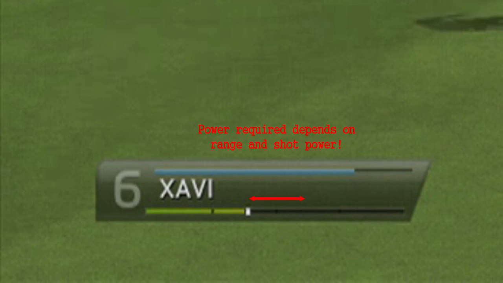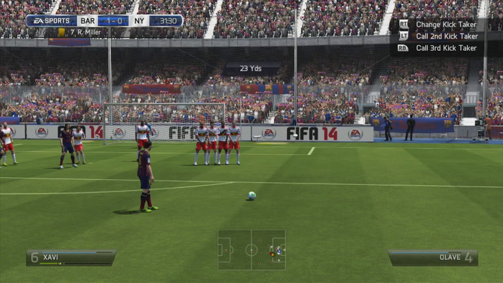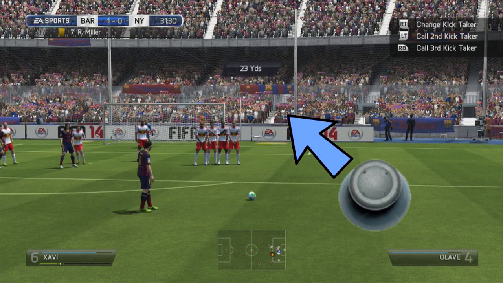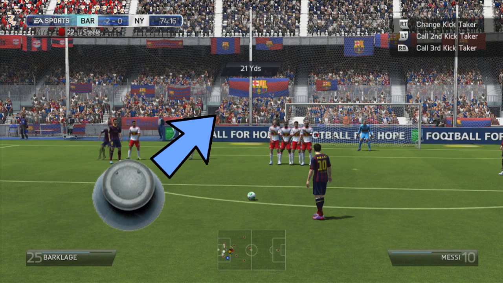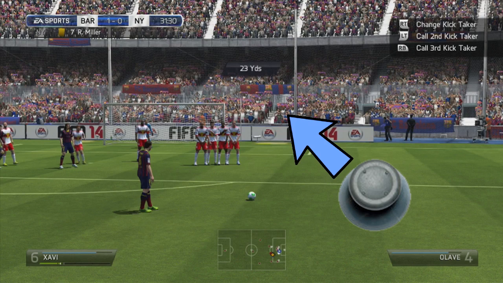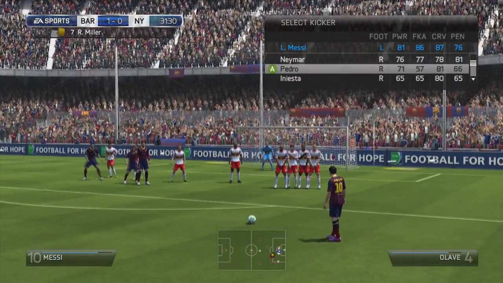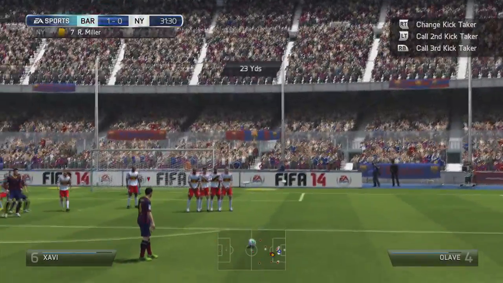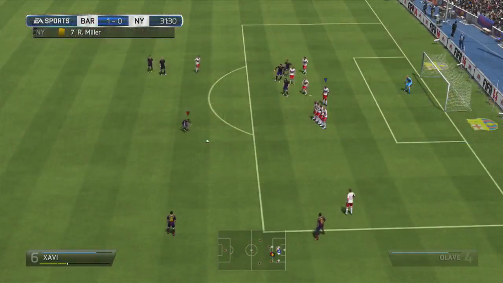Now the other thing that you need to think of while you're powering up is the curve, and it is the final point. What you want to be doing is aiming the right analog stick to the diagonal top left or diagonal top right, depending on which side of the goal you're on. In this example where we're using Xavi, we want to be aiming diagonal top left, as you can see on screen by the little demonstration. If you get all of these steps correct, you will see that you can score a lot of free kicks, as I did with this one with Xavi.